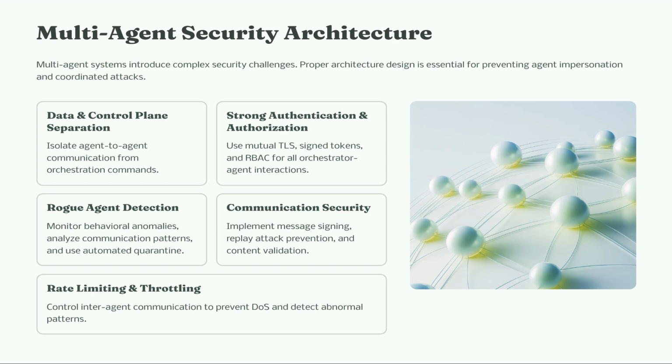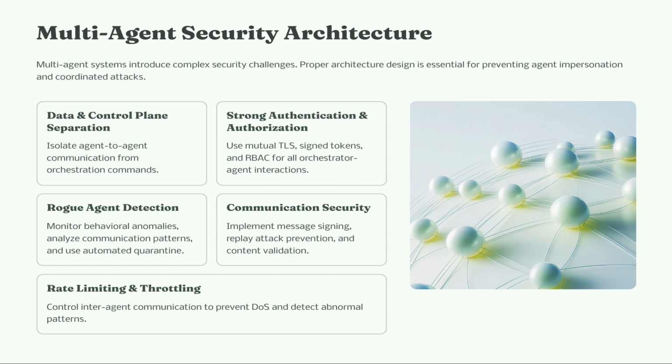As we transition from our previous discussion on incident response for agentic applications, it's crucial to delve into the architecture that underpins multi-agent systems. These systems, while powerful, present unique security challenges that necessitate thoughtful design to mitigate risks like agent impersonation and coordinated attacks. Proper architecture is essential. One key strategy is ensuring a clear separation between agent-to-agent communication and orchestration commands. This isolation helps maintain control and security.